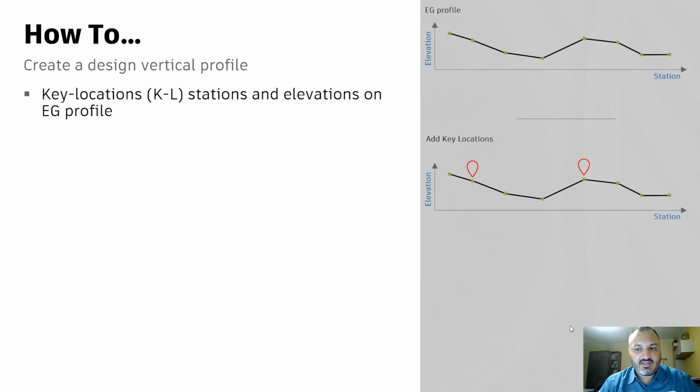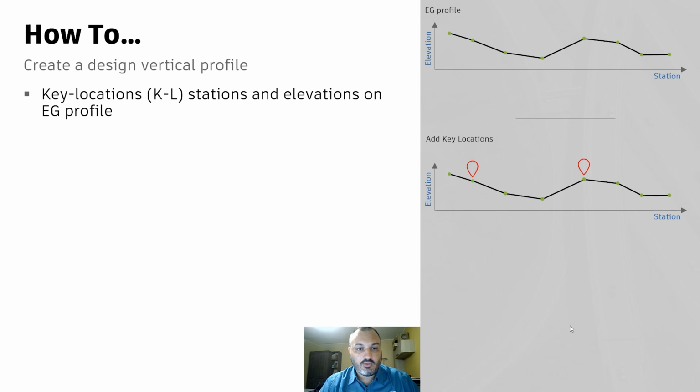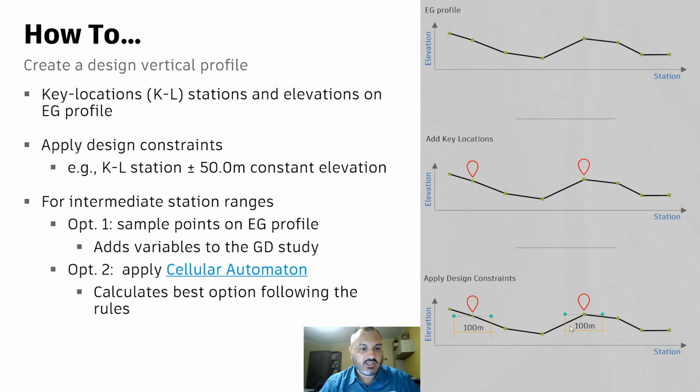Now, after that, we need to introduce the position of the key locations on the ground, and perhaps we want to introduce some constraints. So, for example, for a range of plus and minus 50 meters around the key locations, we want a constant elevation. So this equates to adding more points to the vertical profile. Now, not all the points that you can see here will be used in the final design.